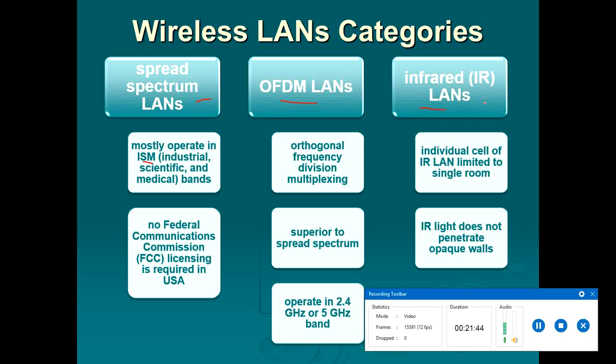The last one is infrared LANs. An individual cell of an infrared LAN is limited to a single room. When we were discussing transmission media, I told you that infrared waves cannot penetrate the wall. That's why when you have a remote, you have to pinpoint your remote towards the TV, and then you can change the channel. If you take the remote to another room, you cannot change the channel from the other room, right? So it is limited to a single room because infrared rays cannot penetrate the wall. So this type of LAN is not used much.